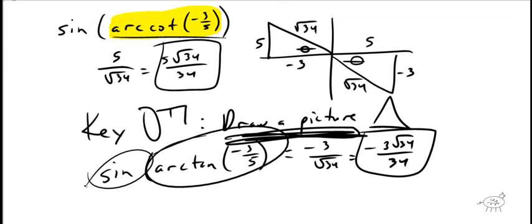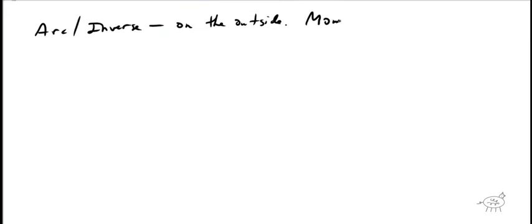Okay? So that's pretty mellow. That's our first special case. Let's do it where the arc, or inverse, is on the outside. This is actually more difficult. I'm just going to put it out here: more difficult, because the other one's easy. You just draw a picture and then kind of get your ratio.